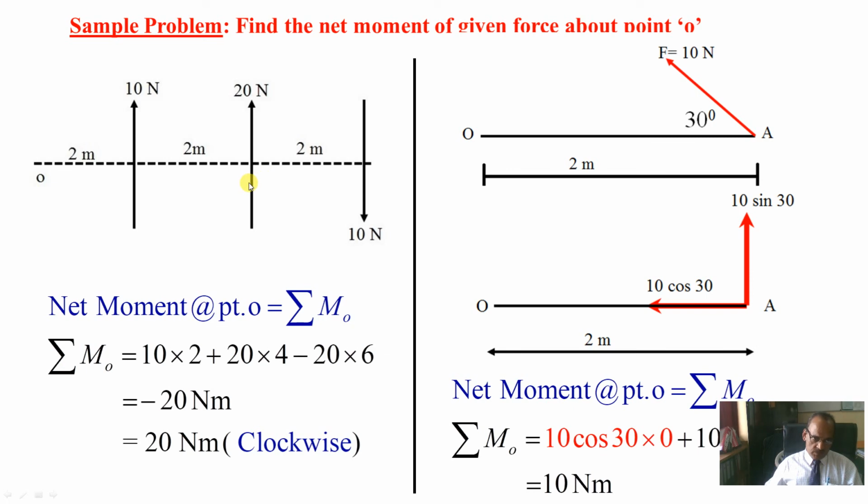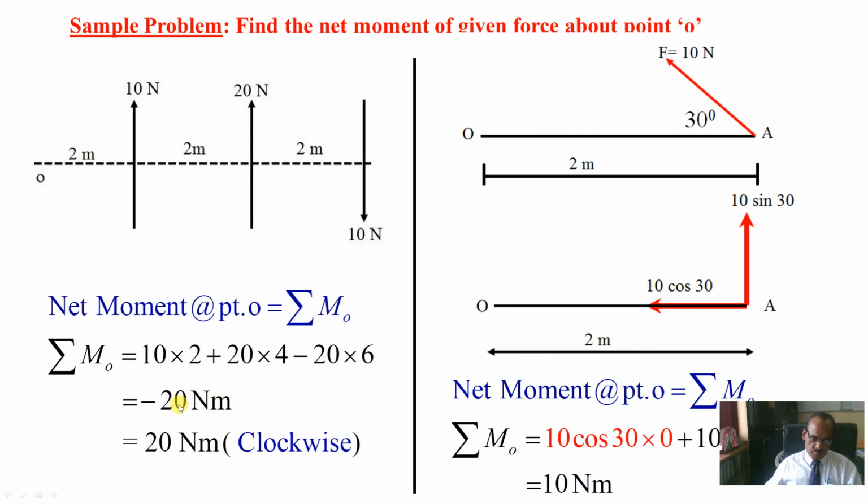You see, from this line of action up to O, it will become 2 plus 2, 4. And anti-clockwise, that's why it is positive. Next is 10 Newton. What will be the sense of rotation about O? Like this, clockwise. So minus, clockwise means minus, into total distance from this line of action up to O, 2 plus 2 plus 2, 6. If you calculate, the moment will be minus 20 Newton meter. You see this total calculation, if you calculate, you will get minus 20.